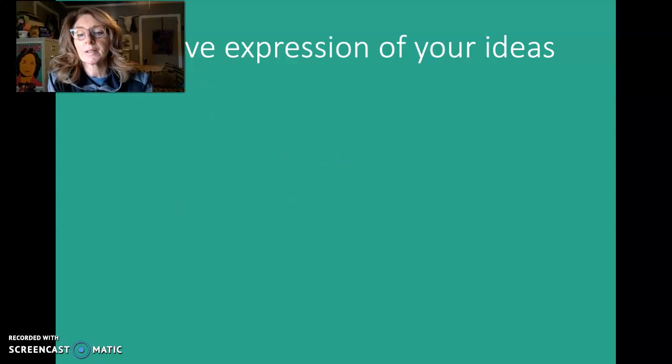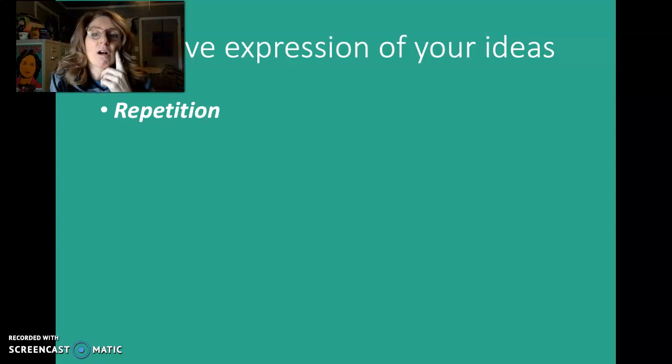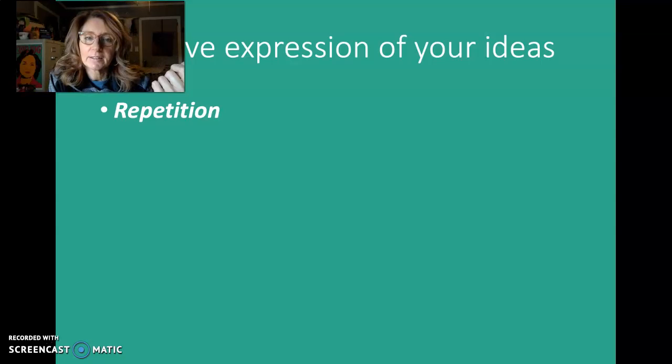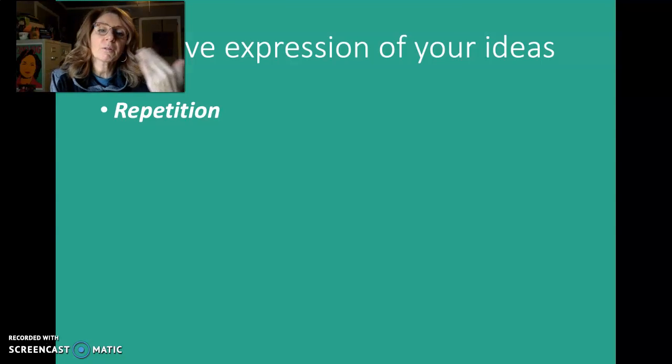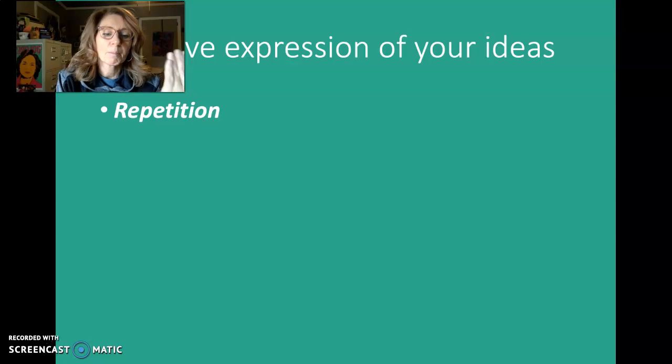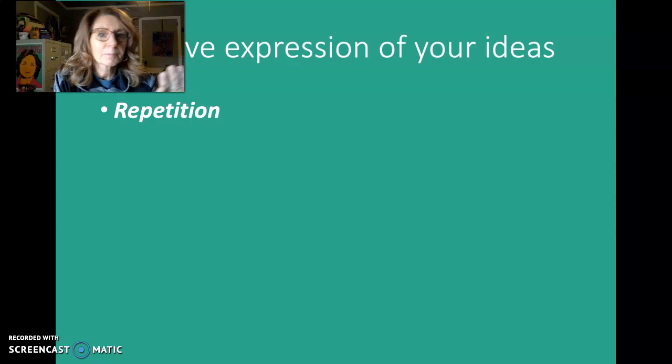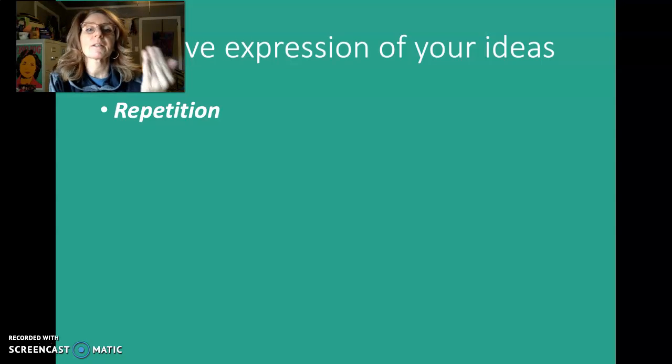Effective expression of your ideas. There's that word repetition. We talked about that in the beginning of the lecture. Repetition, repetition, repetition. We love repetition. Why do they have that in songs, right? If you think about it, they say that line over and over and over again. It's part of who we are as humans. There's something about repetition that becomes melodic for us. We like it. If you look back at the famous speech, "I have a dream," how many times does he say that?